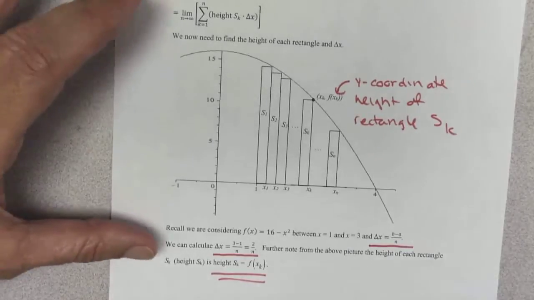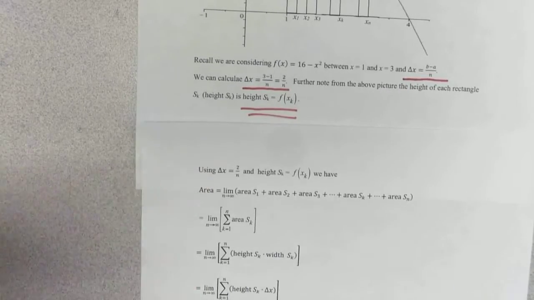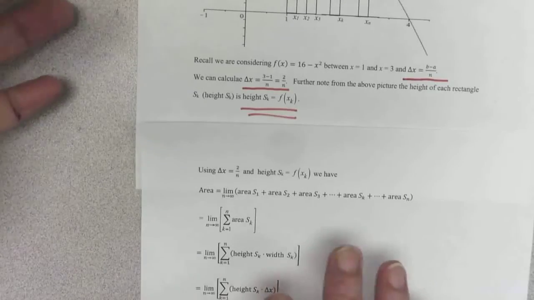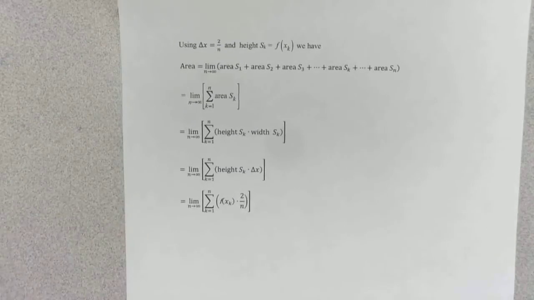So moving on to the next page. We now know that delta x is 2 over n, and the height of S sub k is f of x sub k. And I just repeat everything I already had, perhaps for emphasis, that all we are really doing here is adding up areas of rectangles. It just happens to be infinitely many rectangles. So those rectangles become line segments, and when we add up infinitely many lengths of line segments, we get area.